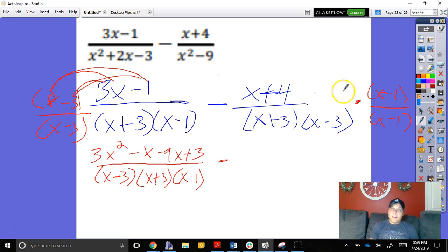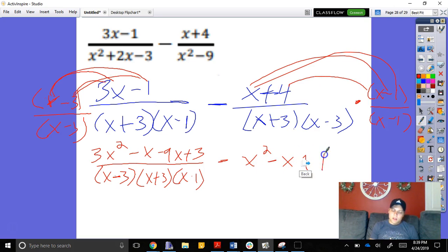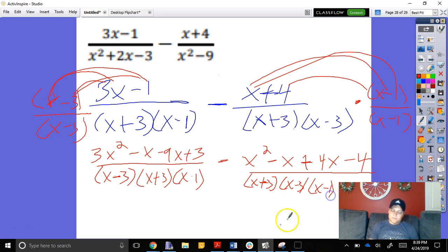Minus, we're going to multiply these numerators. X times x, that's going to give me x squared. X times negative 1, that's going to give me negative x. 4 times x, that's going to give me plus 4x. And 4 times negative 1, which is negative 4. Over x plus 3 times x minus 3 times x minus 1.